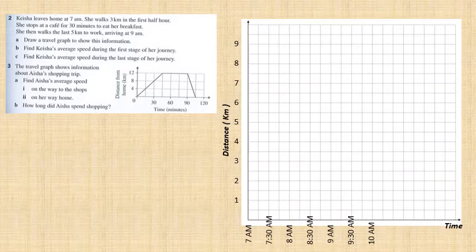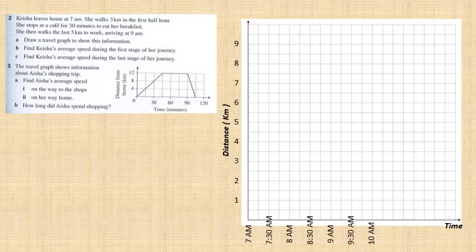In question 2 here, guys, Keisha leaves home at 7 a.m. She walks 3 kilometers in the first half hour, and then she stops at a cafe for 30 minutes to eat her breakfast. She then walks the last 5 kilometers to work, arriving at 9 a.m. Draw a travel graph to show this information. So first I will draw the travel graph, with 7 a.m., 7:30 until 10 a.m., and here the distance in kilometers, 1, 2, 3 until 9.